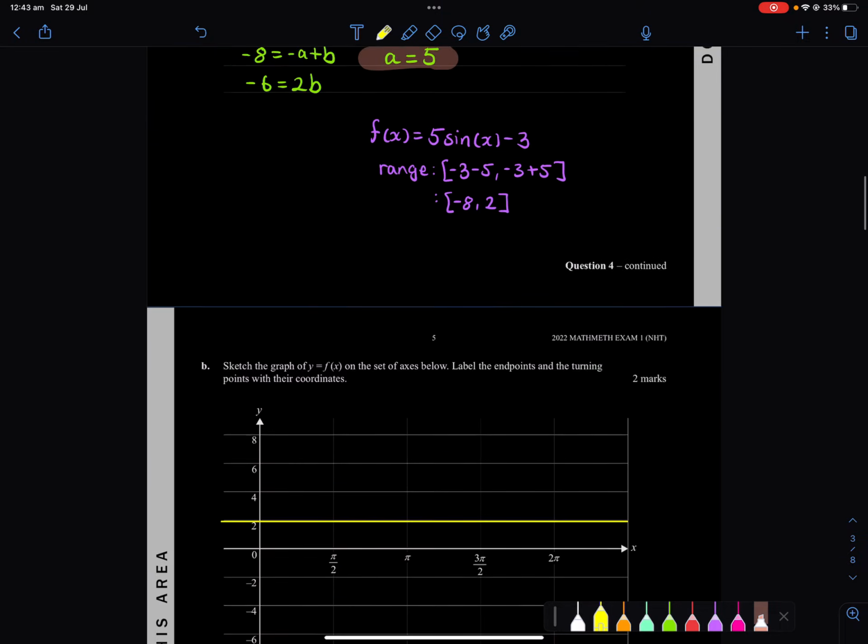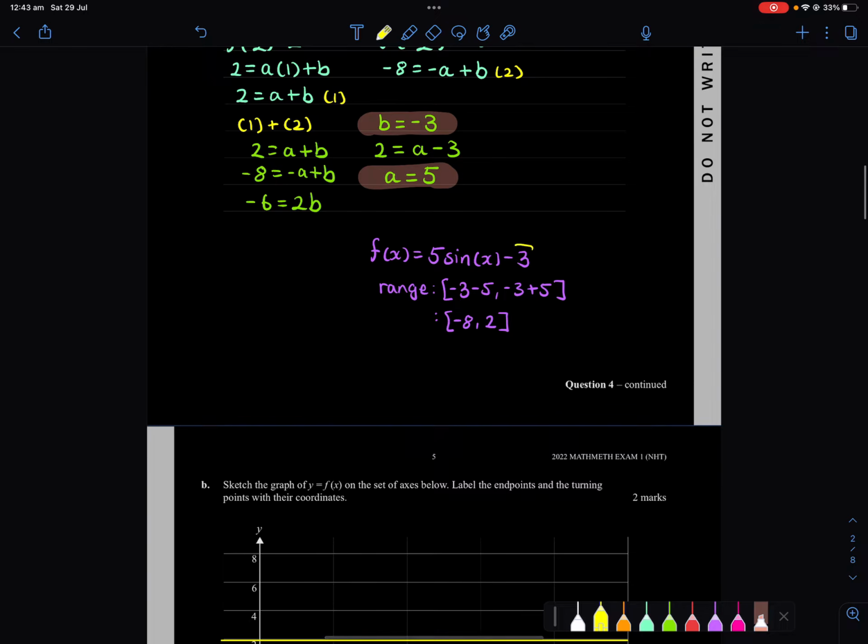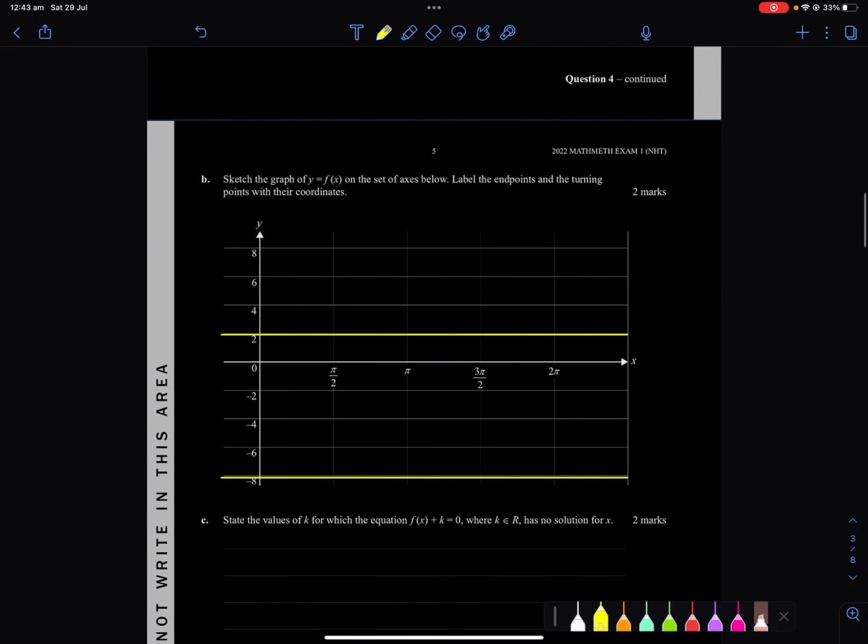Perfect. And I'm also going to sketch y equals negative 3, because that's my actual translation down by 3 units. So negative 3 is in the middle over here, like that. Okay, perfect.